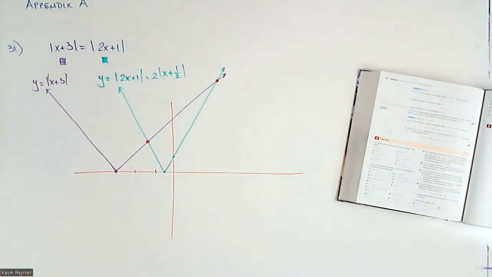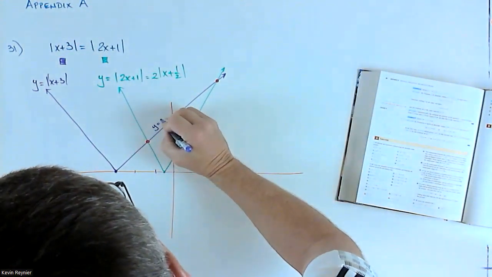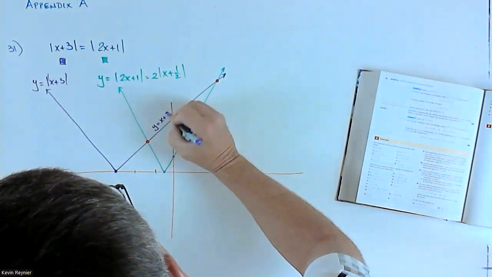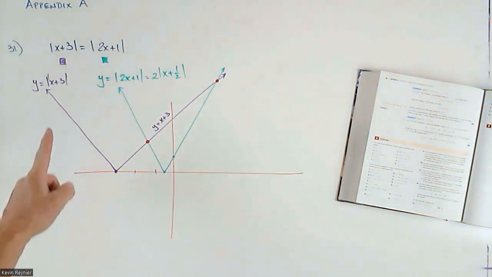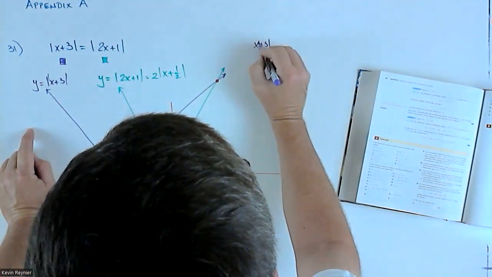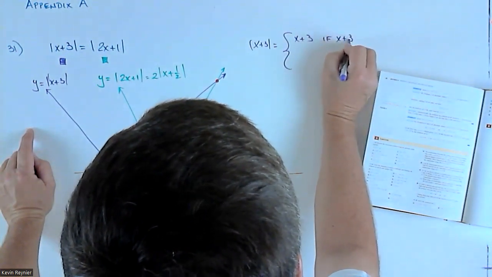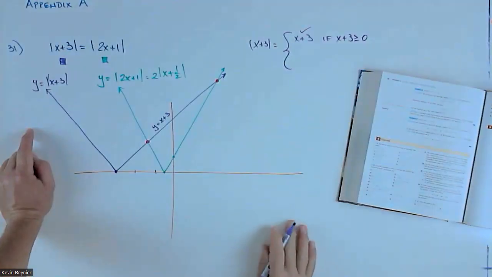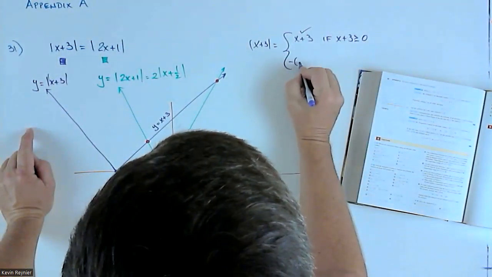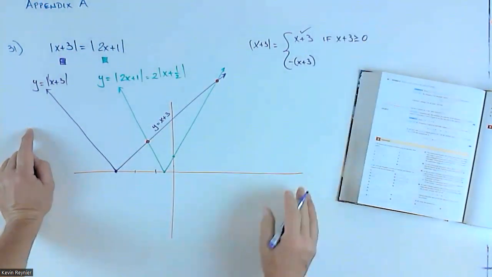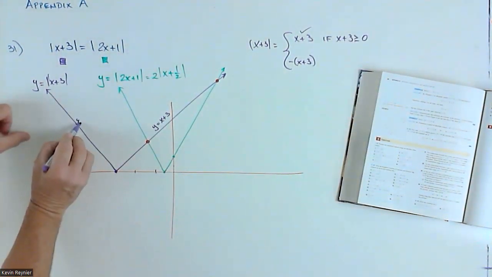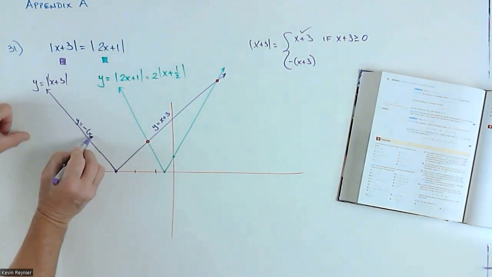Well, those are lines. We're supposed to know how to figure out when 2 lines intersect. We know this line is y equals x plus 3. How do we know that? Because the absolute value of x plus 3 equals x plus 3 if x plus 3 is greater than or equal to 0. So that's one of our lines. The other one's the opposite of x plus 3, for the same reason we talked about in the very first problem. This is y equals the opposite of x plus 3.